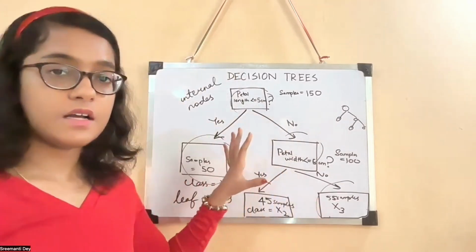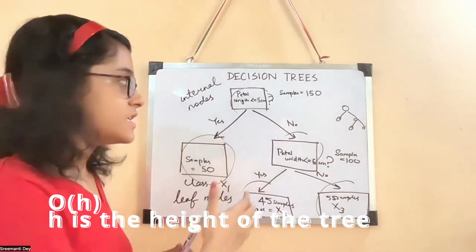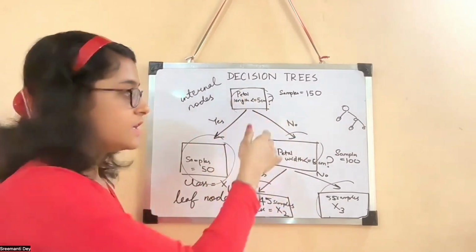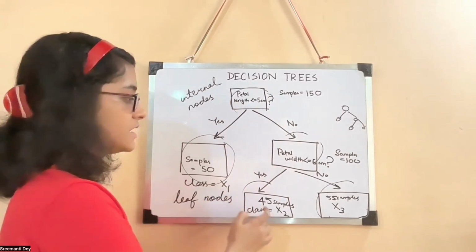So basically, you can use this to think about it. O(H), where H is the height of the tree. At each node, we know whether it's yes or no, so we don't need to explore the entire tree. We will go down exactly the height of the tree, and then we'll be able to reach one of the leaf nodes.